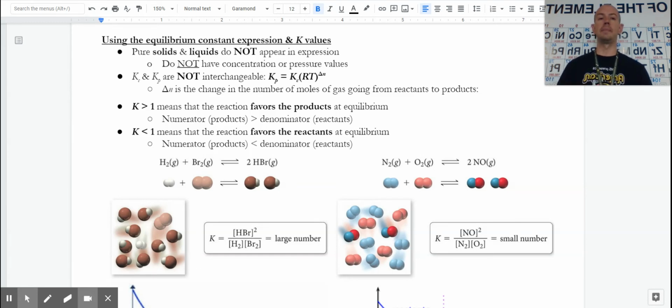On the bottom, on the denominator, is our reactants. When our fraction is a value larger than 1, that means the top number is bigger than the bottom number, that at equilibrium, we have more products than reactants, either in terms of molarity or pressure.